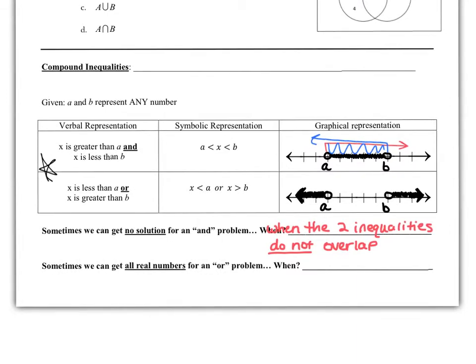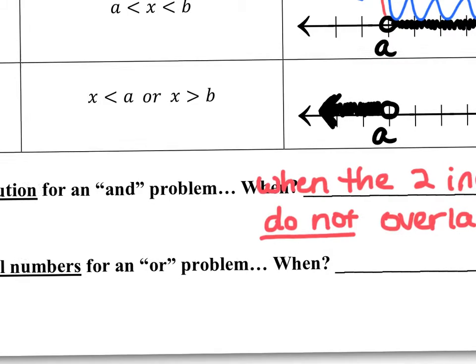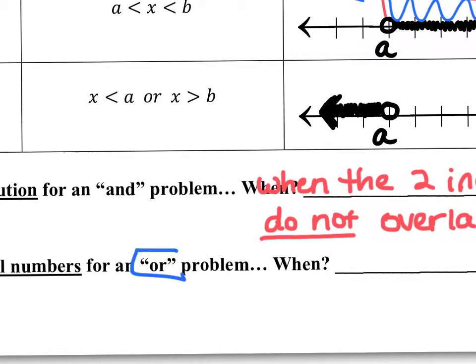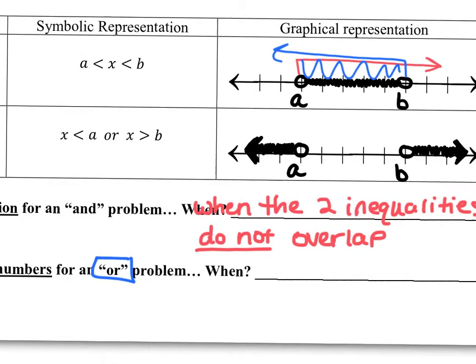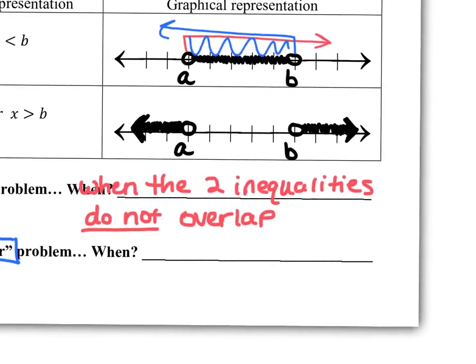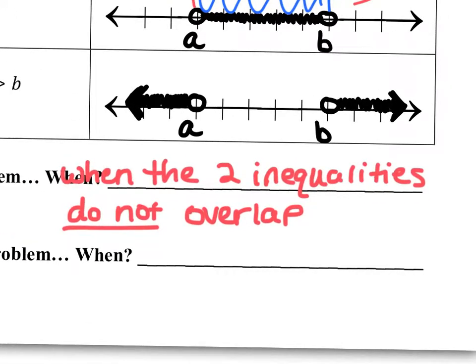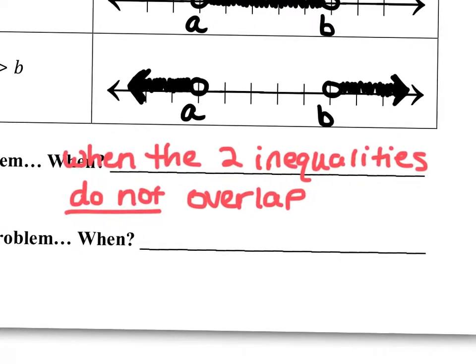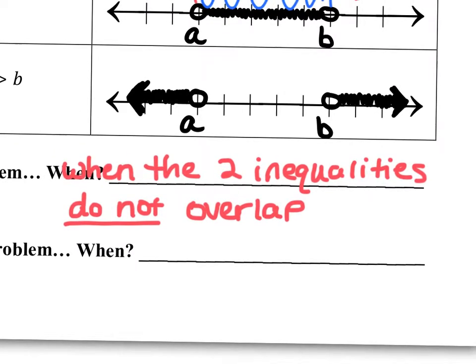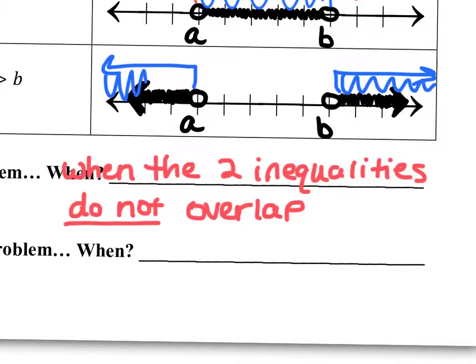Now, how about when there's all real numbers? This is going to happen when we have or problems specifically, okay, and when we have or problems and the arrows are everywhere. Remember, in the or problem we shade wherever there's an arrow in general. So if you guys look above here, there's an arrow, so we shade to the right of B, and we also shaded to the left of A because there's an arrow over there.